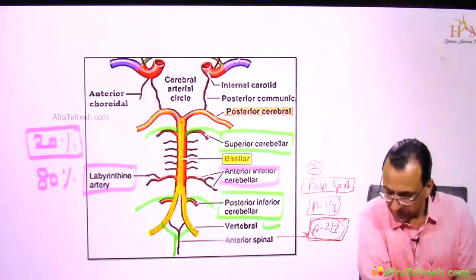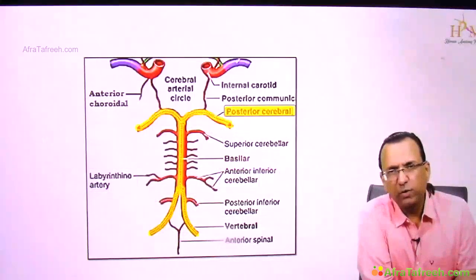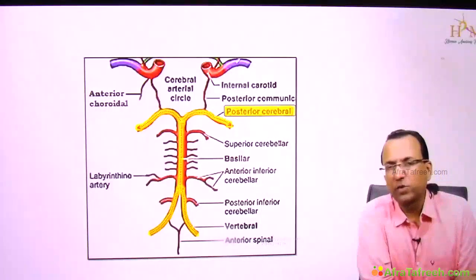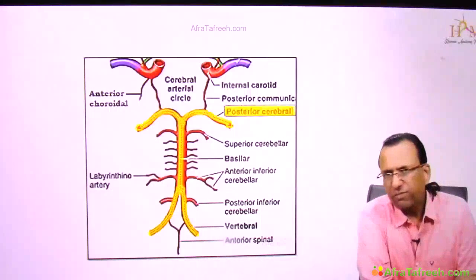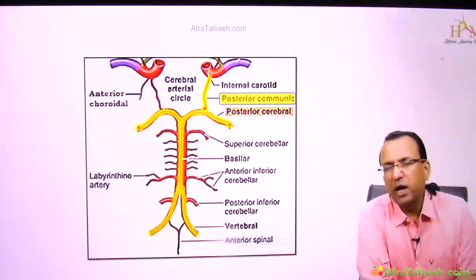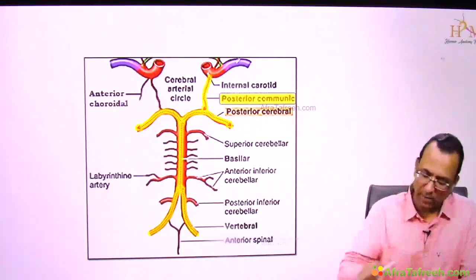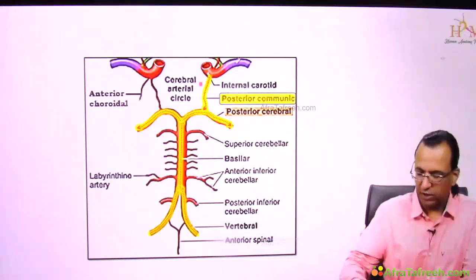Next is the basilar artery, which is supplying the pons and is now bifurcating into two branches. What are they called? The posterior cerebral artery, to supply the posterior cerebrum. And this posterior cerebral artery is receiving a branch from the internal carotid artery. What is that? That is the posterior communicating artery.